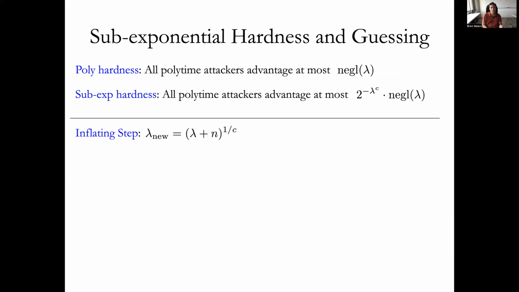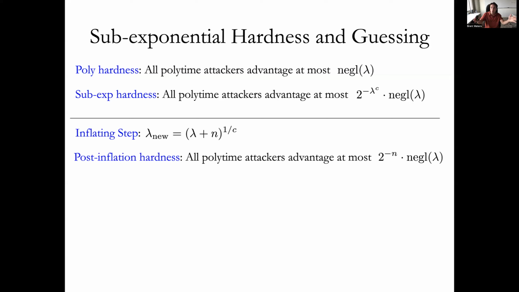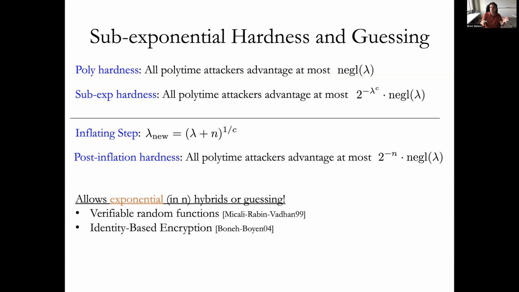Now, the way we usually use sub-exponential hardness in such a setting is, let's first think of n as the length of our statement. We take our security parameter lambda, add n to it, and raise it to the 1 over c. Here we get a new, inflated security parameter, but this will still be polynomial in both n and lambda. If we run the primitive on this new security parameter, post-inflation, the hardness is that all polynomial time attackers have advantage at most 2^n times negligible in lambda. Since we get this much stronger property, if we just take a guess, let's say we lose a factor of 2^n, or run over 2^n hybrids, the attacker's advantage should still be negligible. In many different settings, this allowed us to go from selective or static security to adaptive security, just using this very basic trick.